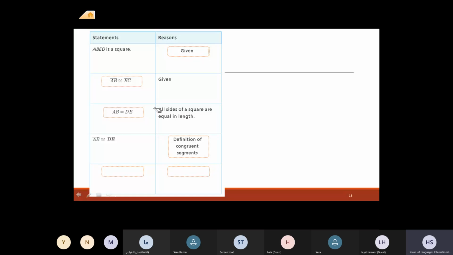Transitive means if A equals B and B equals C, then A equals C. Right. Now, the last one. What will you conclude? If AB is congruent to BC and AB is congruent to DE, can I conclude that BC is congruent to DE? Yes, because of what? Because of the transitive property of congruence. Bravo.